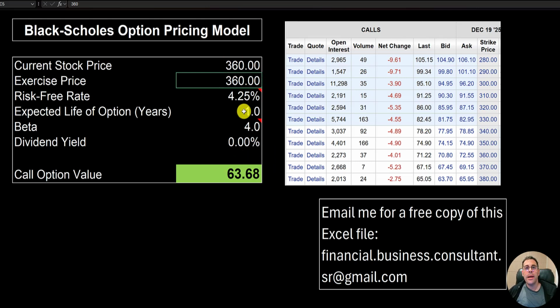You should definitely play around with all these inputs to see how option prices move. What if you wanted to buy the 280 strike price? Let's change this to 280. Now the option's worth 87. It's trading at about 105. It's good to look at different stocks and plug in the variables and see if any are undervalued.